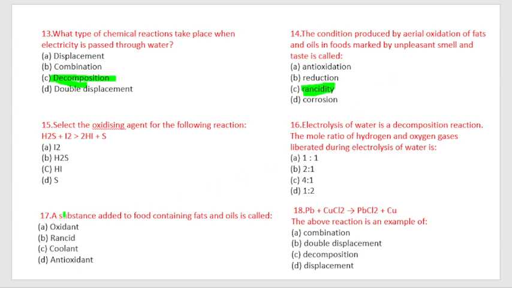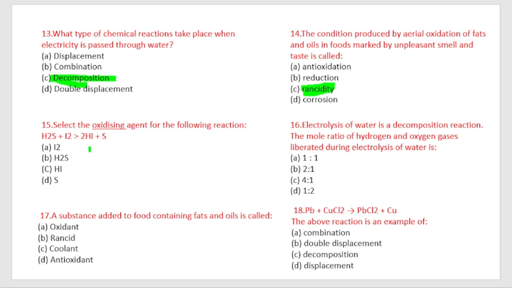Clear? Then children, select the oxidizing agent for the following reaction. Here when we look at this equation, there is no oxygen, is it? If there was oxygen, it was very easy to find out which one is oxidized, which one is reduced, etc. But if there is no oxygen present in the equation, we have to check with the help of hydrogen. So hydrogen is in H2S. It is H2S, children. Hydrogen sulfide, H2S plus I2. It is I2, iodine.